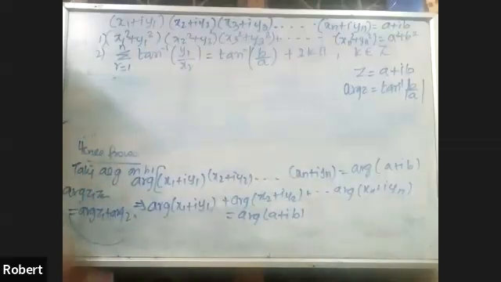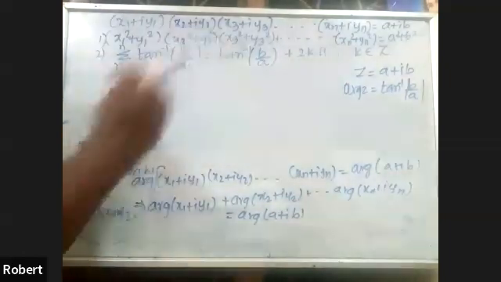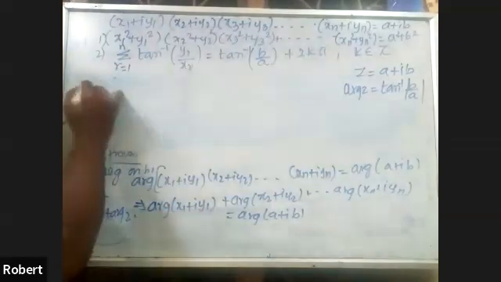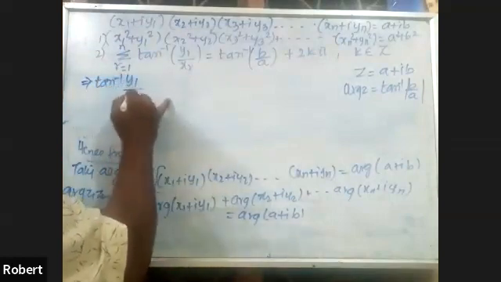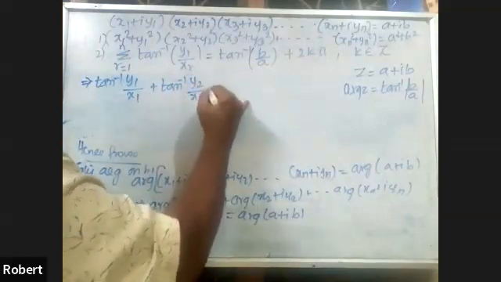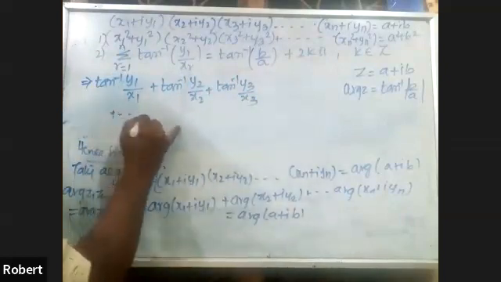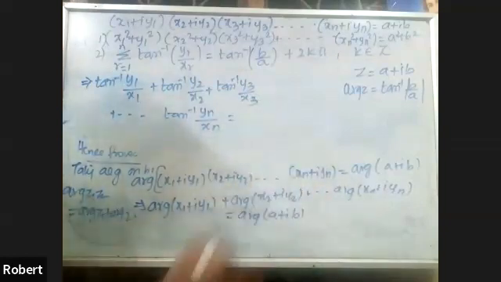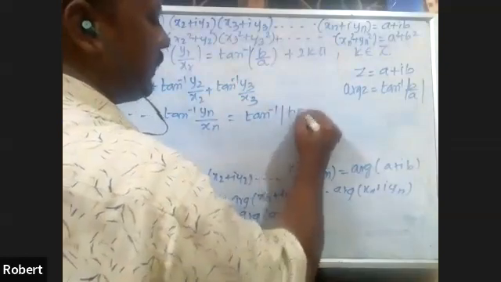Initially, the formula to find the argument is tan inverse of y by x, or b by a. This is how we have to take it. So I am going to take tan inverse for each one. Which implies tan inverse of y1 by x1 plus tan inverse of y2 by x2 plus tan inverse of y3 by x3 plus dot dot dot, tan inverse of yn divided by xn. That is the last term, which equals the argument, tan inverse of b by a.